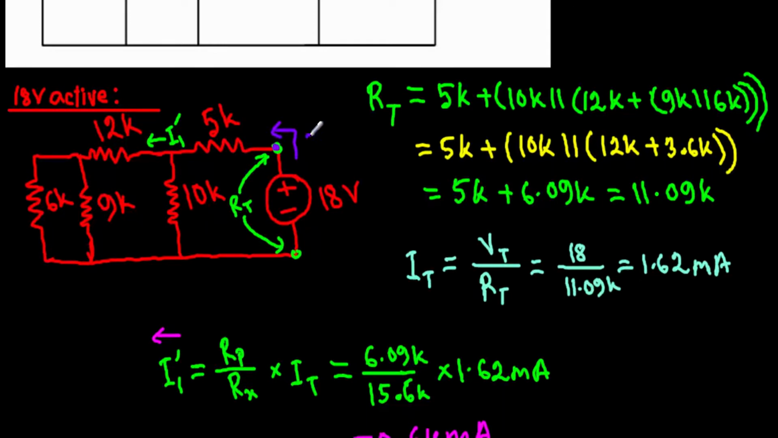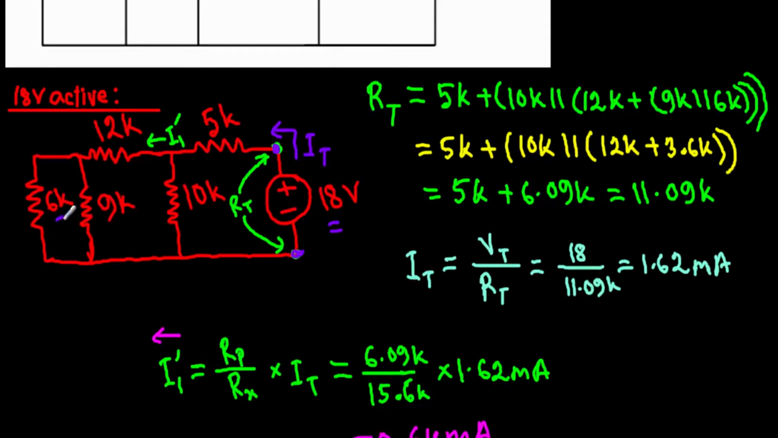The total current means the current that is emitted from the source. How do we calculate IT? We have to divide the total voltage by the total resistance. So how do we calculate the total resistance? We have to calculate the total resistance between the terminals in which the voltage source is connected. Let me simplify this RT.